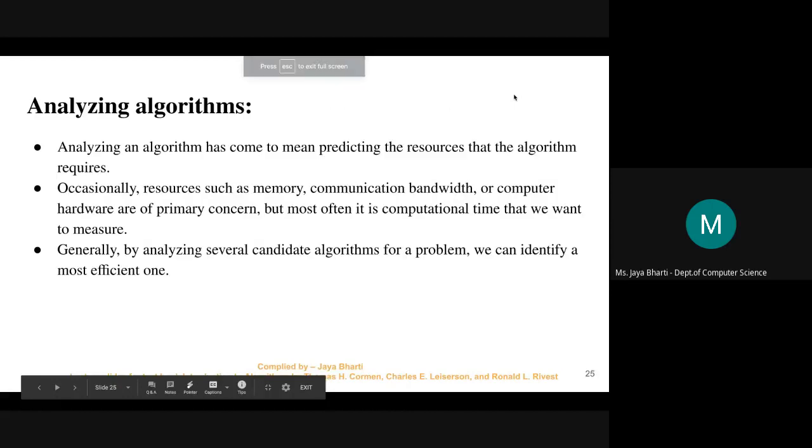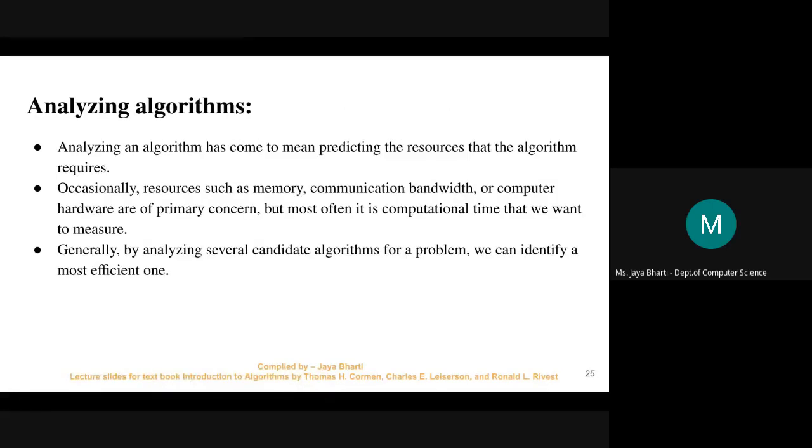Then the next thing is how we analyze algorithms. We will see analyzing algorithms. Analyzing in algorithms has come to mean predicting the resources that the algorithm requires. So what are the resources any algorithm could require? It could be memory, communication bandwidth, computer hardware, and the computational time. So these are the basic things whenever you are focusing on analyzing algorithms.